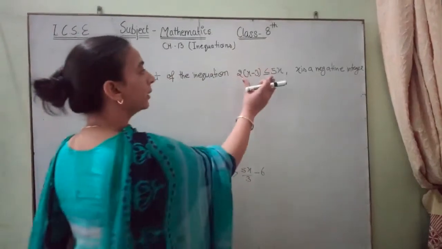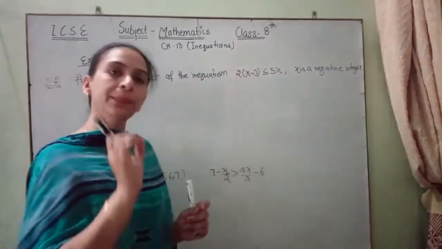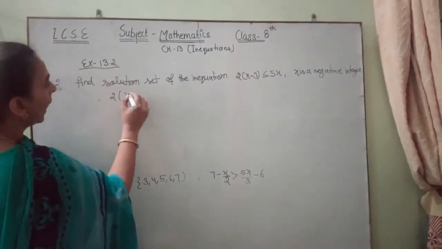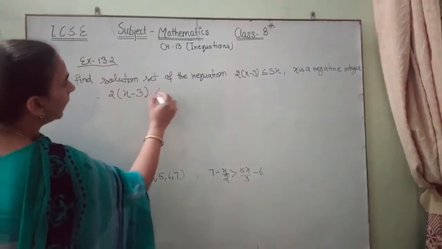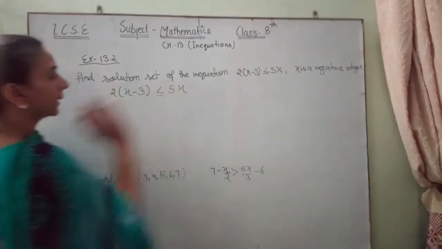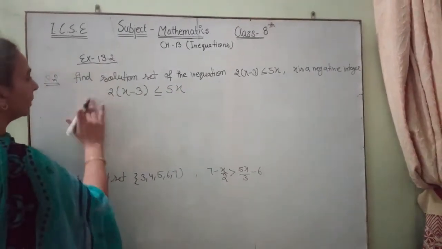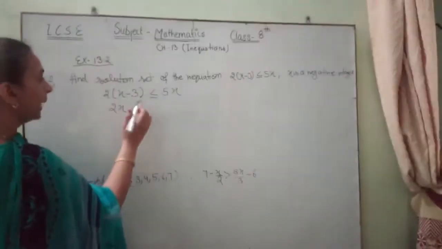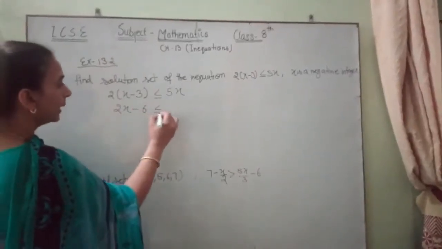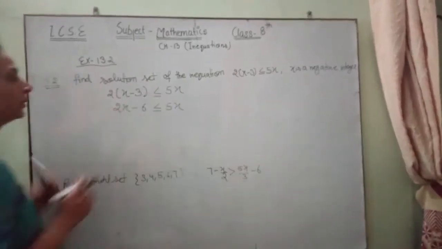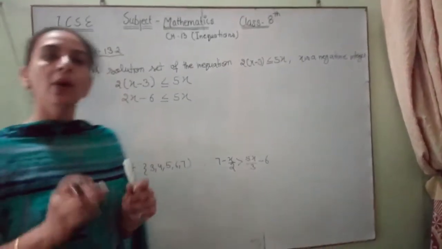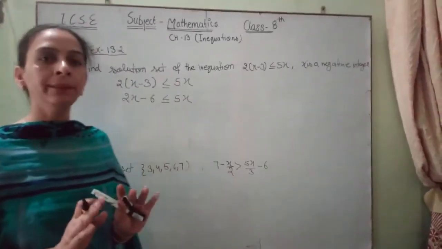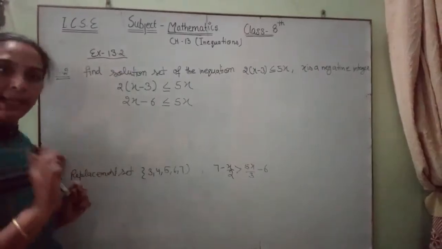Student, first we convert this inequation into simple form. We take the inequation 2(x minus 3) less than or equal to 5x. We take it in simple form. First we solve this bracket: 2x minus 2 multiplied by 3, 6, less than or equal to 5x. Student, we take the x term on only one side, left side or right side, then no problem.